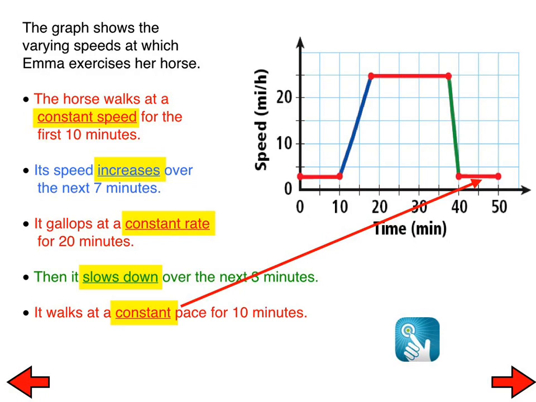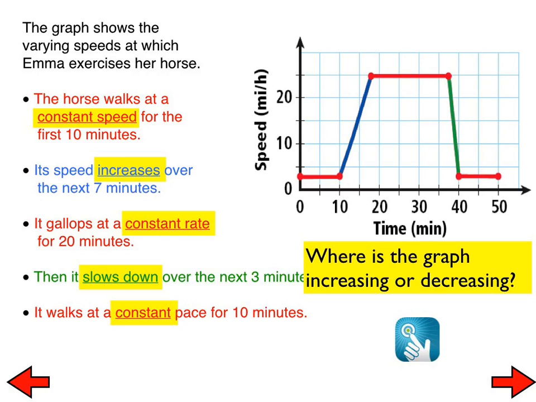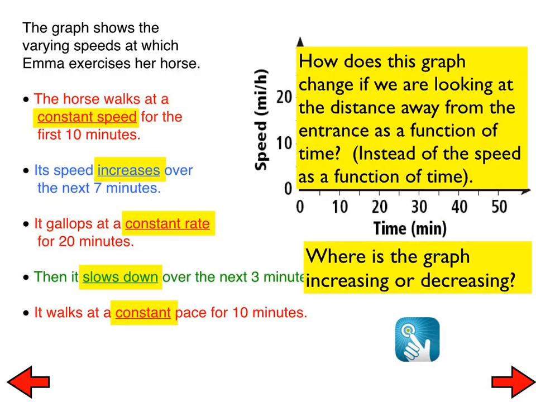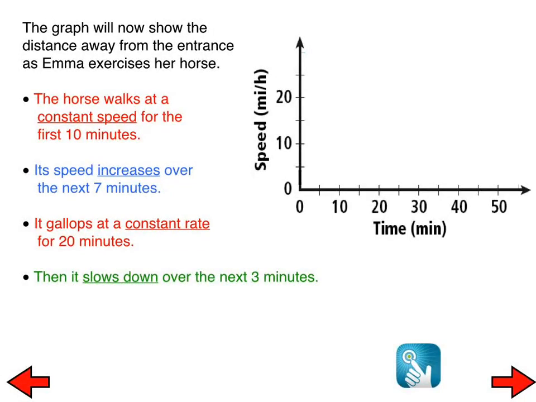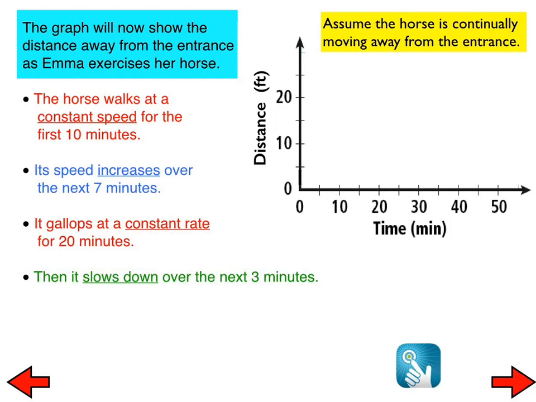All right, so what if I take this same exact problem, but I interpret it a little differently? Instead of comparing the horse's time versus its speed, and by the way, I've already kind of talked about that it's increasing from there to there and decreasing from there to there and constant here. But what if I change the time versus speed? What if I change that to the time versus the distance that the horse is from the entrance? So all I've done is I've changed what I'm looking at or what I'm interpreting here.